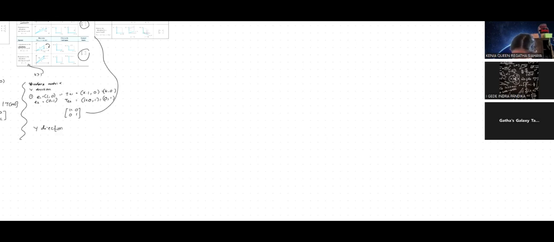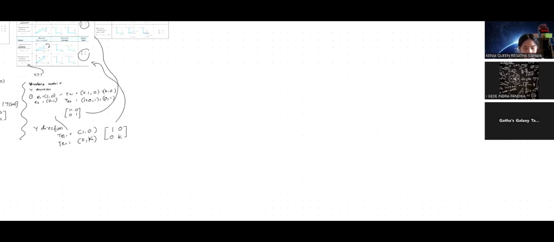We also do the same process as this one. The only difference is that it becomes like this. T(E1) becomes (1, 0), and T(E2) is (0, k). Then we get the column matrix 1, 0 and 0, k. Just like this one.